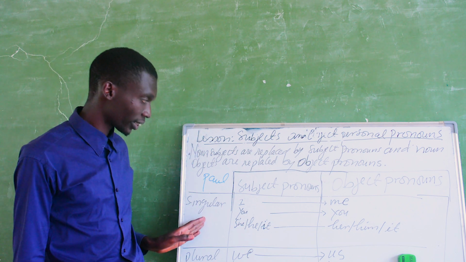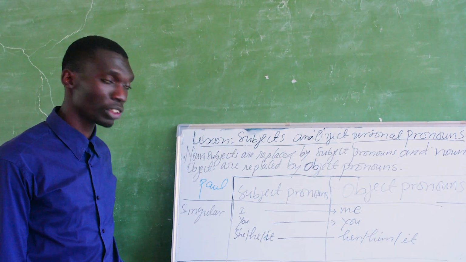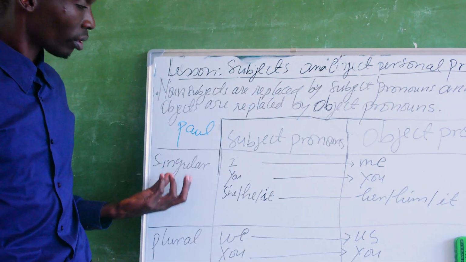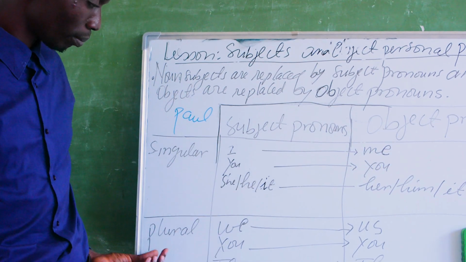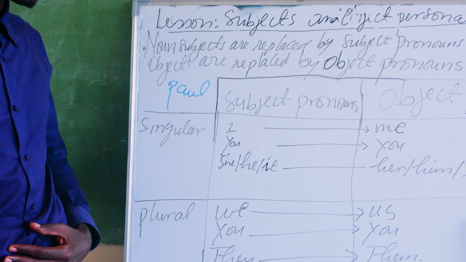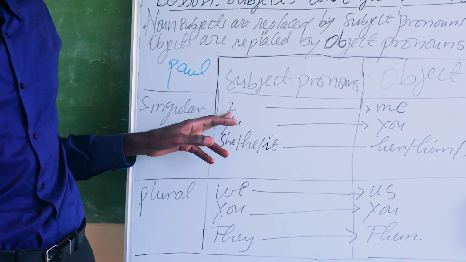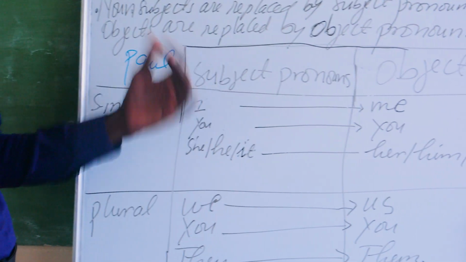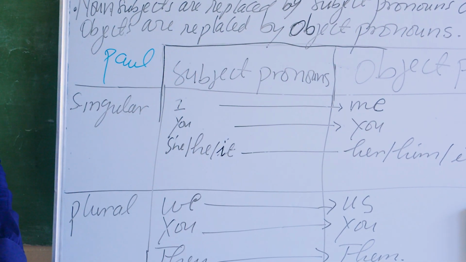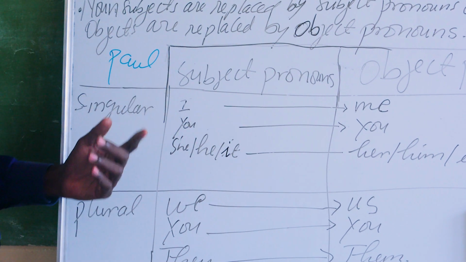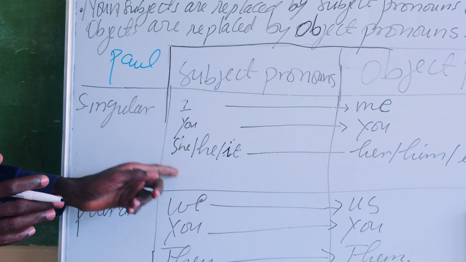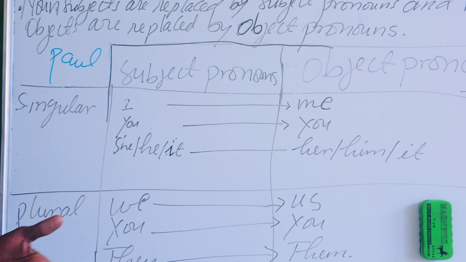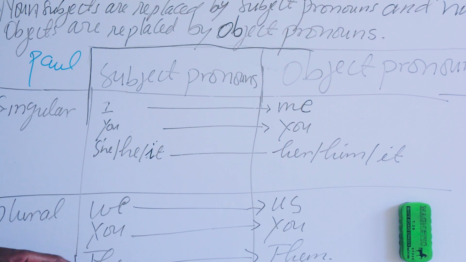There are singular subject pronouns and plural subject pronouns. Also, we have singular object pronouns and plural object pronouns. We can see that I corresponds with me. Very cute, okay? Now let us begin with subject pronouns, singular: I, you, she, he, it. Plural: we, you, they.